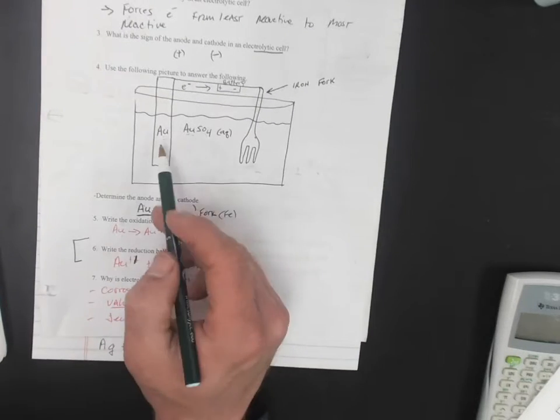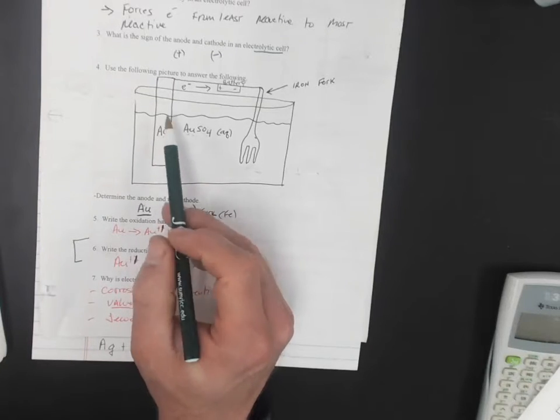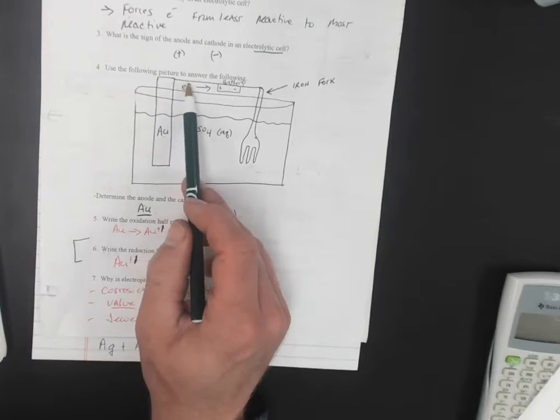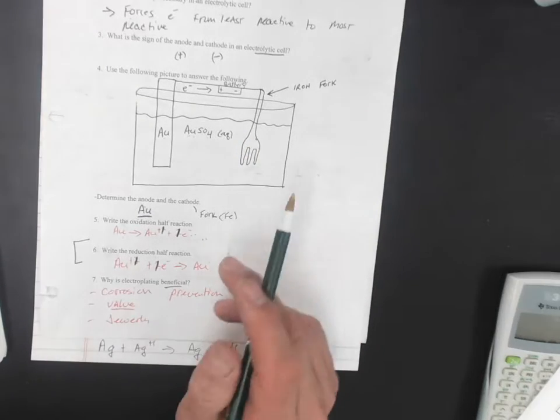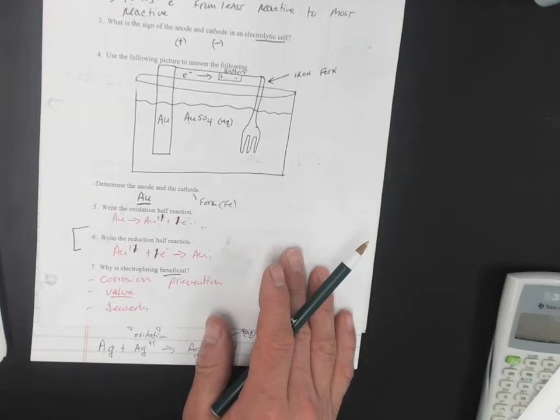Hopefully you can see that your anode with the gold is on your left. Electrons are being driven off of that and forced onto the fork, where they may meet gold ions in solution, and they will plate themselves onto the fork.